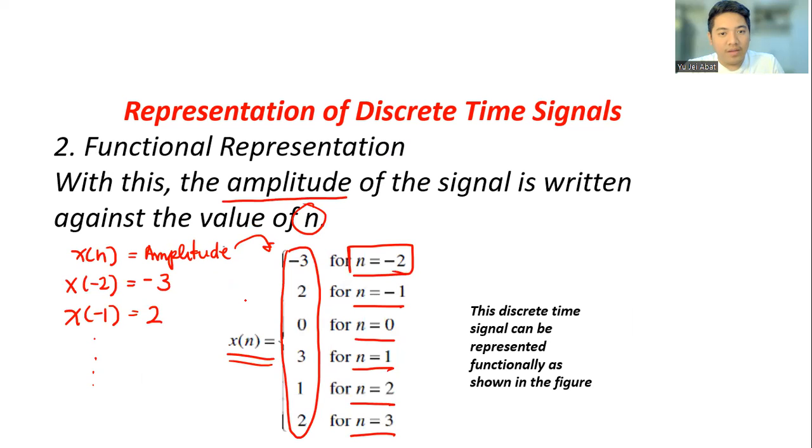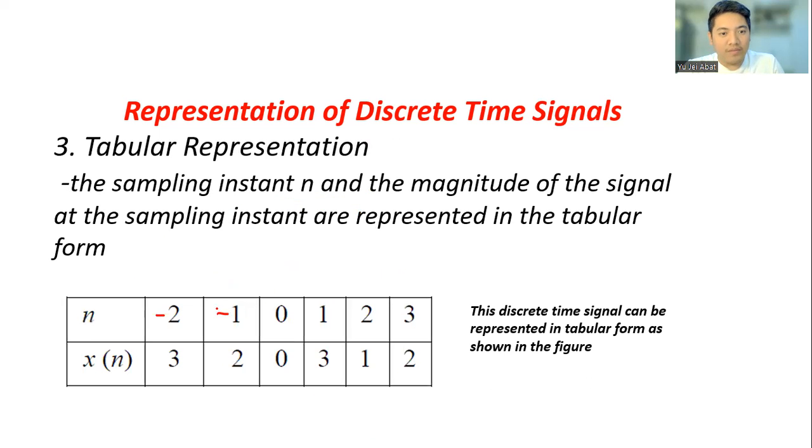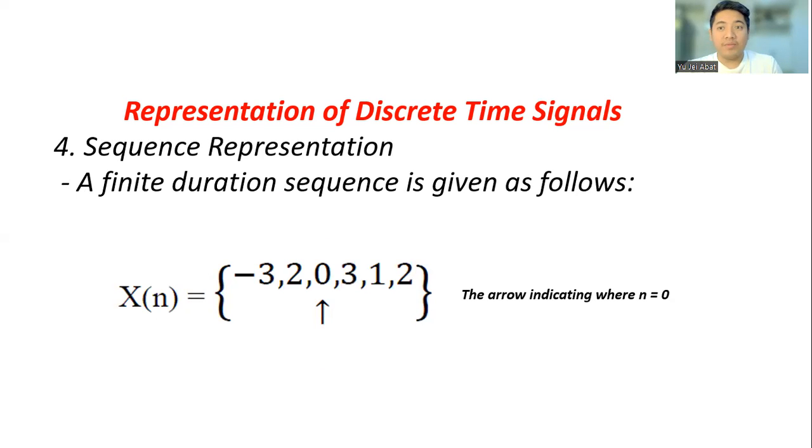Yeah, so we have -2 and -1 here, because the position of n indicates the position of the signal in the axis. So in the tabular representation, these are the amplitudes, these are the positions. Also, the sequence representation is one of the most used representations of discrete time signals.